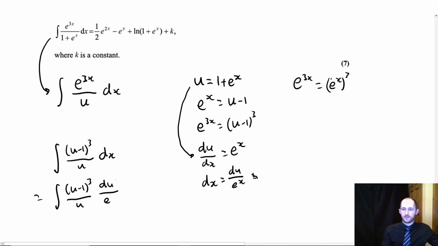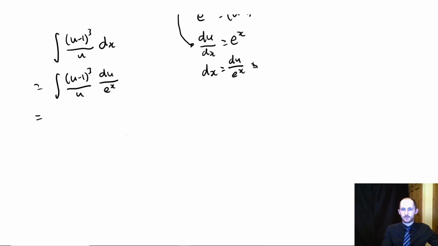but oh no, I have yet another e to the x. But if you notice, e to the x is just u minus 1. So now all I have is, again, I'm taking this in very small baby steps.